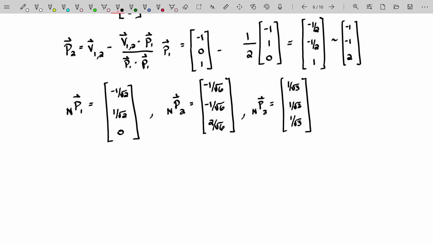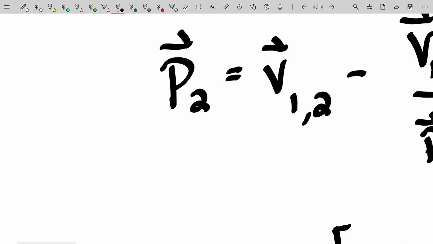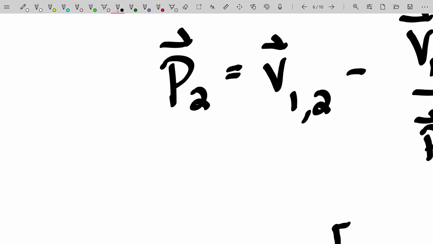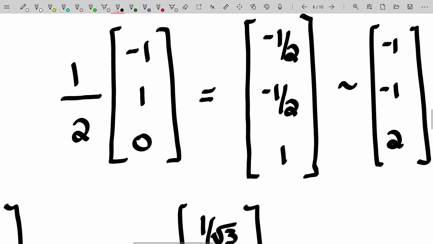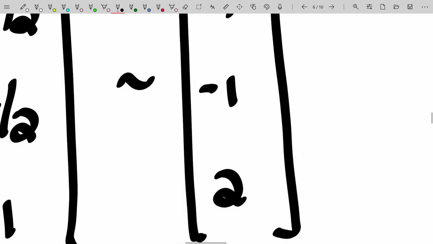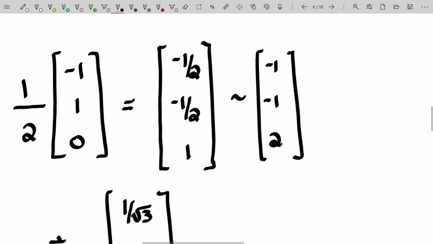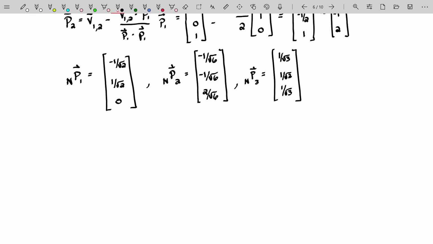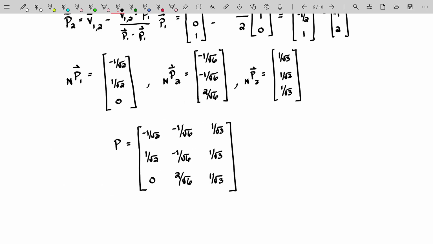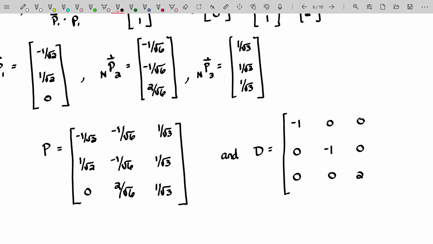I did a little trick in there. Remember when we got the vector P sub 2, which is orthogonal to P sub 1 and technically to v sub 2, we got -1/2, -1/2, 1. Well, if that vector is orthogonal to P sub 1 and v sub 2, then a multiple of that vector is still orthogonal. So I just multiplied that vector by 2 to get this without fractions so that normalizing was a little bit easier. Now let's go ahead and build the matrix P and the matrix D. And there we go.